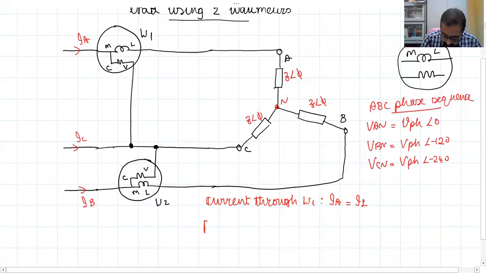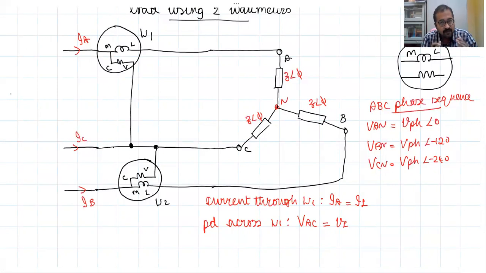What is the potential difference or voltage across W1? The voltage coil is connected between lines A and C, so it will be VAC. We know VAC is the line to line voltage. Let me write that as VL. Keep in mind, since it's a balanced circuit, all the line voltages will be equal in magnitude, displaced by 120 degrees. All the phase voltages will be equal in magnitude, displaced by 120 degrees.